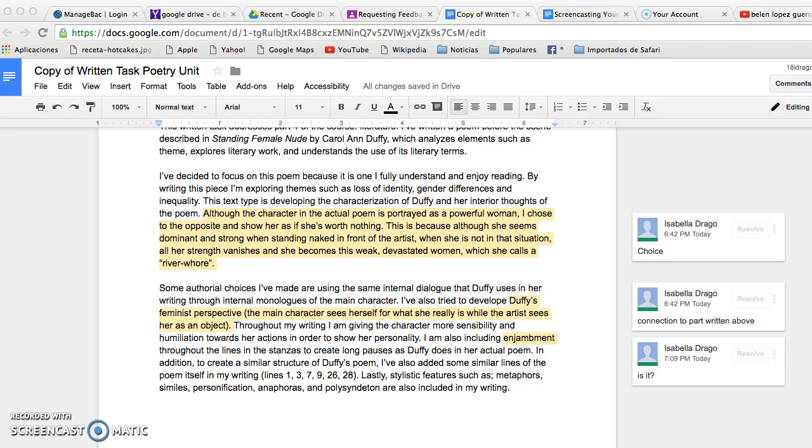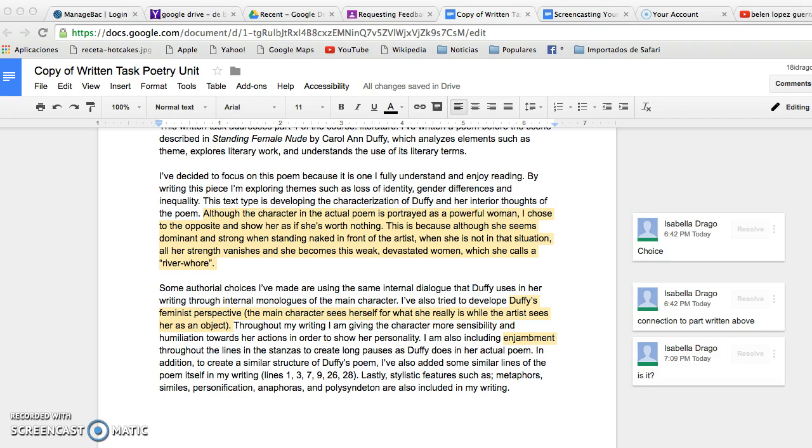Some authorial choices I've made are using the same internal dialogue that Duffy uses in her writing through internal monologues of the main character. I've also tried to develop Duffy's feminist perspective. The main character sees herself for what she really is, while the artist sees her as an object. Throughout my writing, I'm giving the character more sensibility and humiliation towards her actions in order to show her personality.